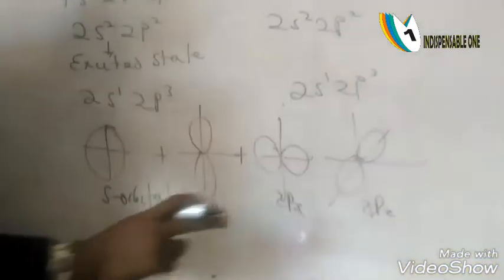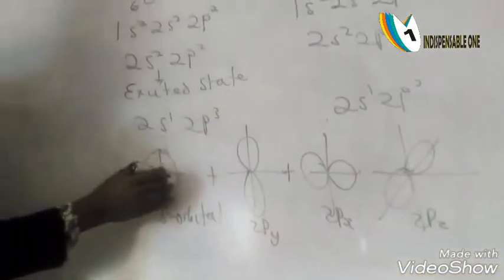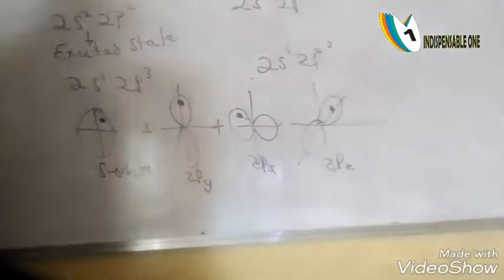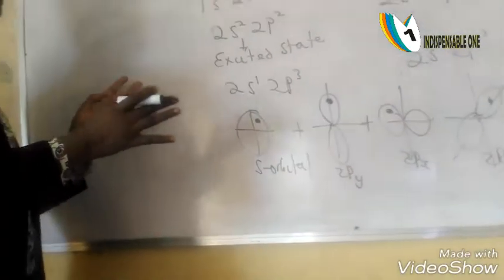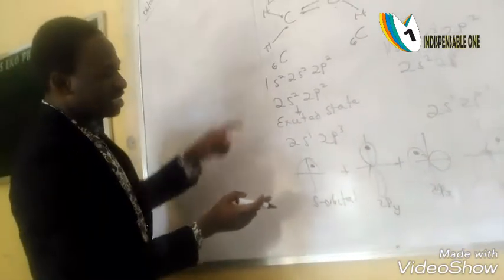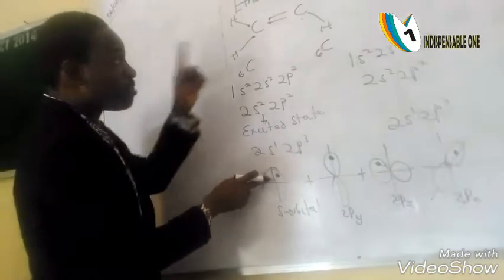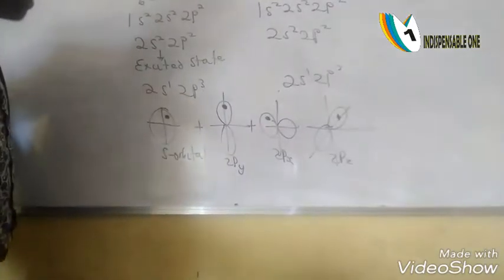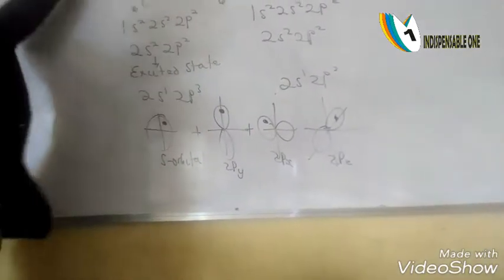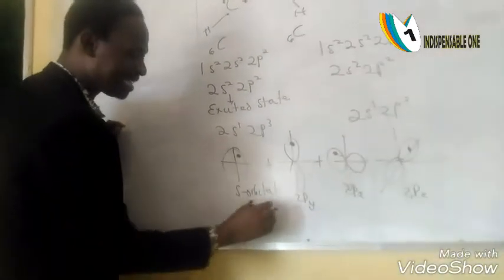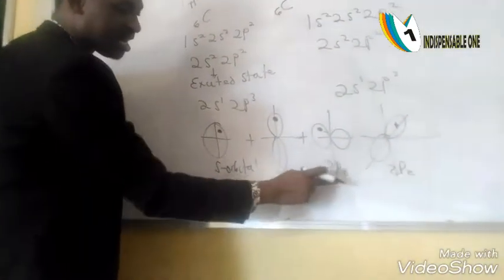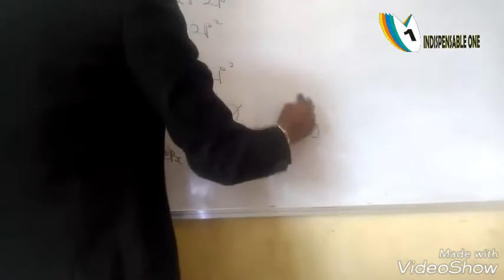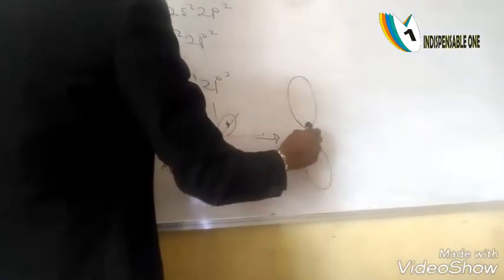plus 2pz. Now, because of the electrons that are coming, this one has one electron, this one has one electron, this one has one electron, this one has one electron. You need one electron here to bond with the carbon. Then you need two other electrons from the 2px and 2py to accommodate the hydrogen. Therefore, we expect s, 2px and 2py to mix together to form what we call sp2 hybrid orbitals.